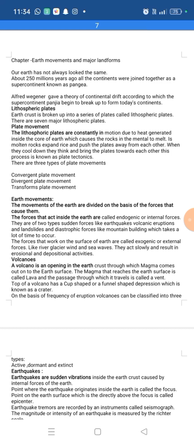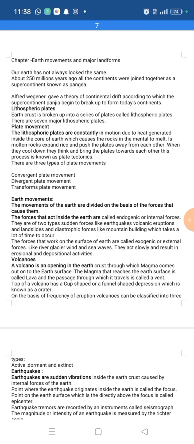So, we also know what lithospheric plates are. The lithospheric plates are constantly in motion. Do you know why? The lithospheric plates are constantly moving due to tremendous heat generated inside the core of the earth, which causes the rocks inside the earth's surface to melt. These molten rocks expand, rise, and push the plates away from each other. When they cool down, they sink and bring the plates towards each other.